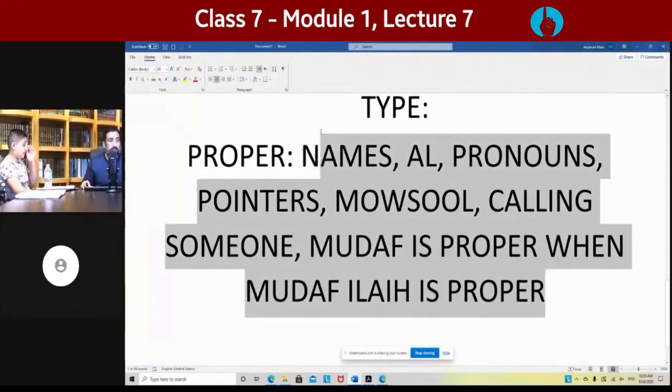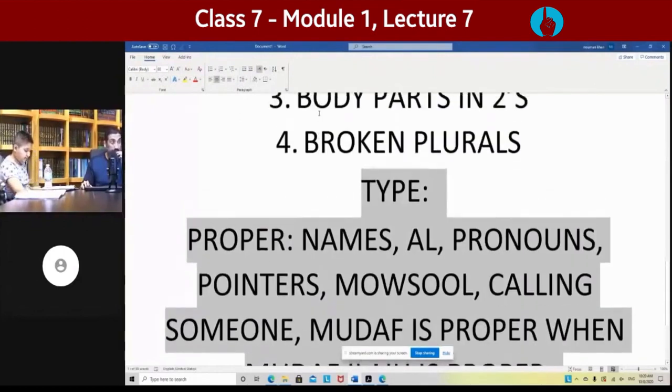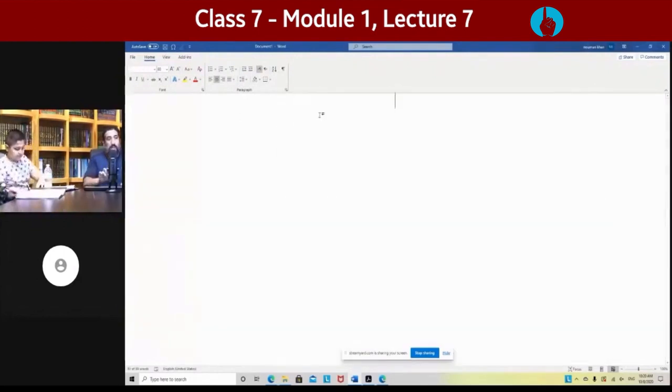Now, so that was type. And then we were done with the properties of the ism. Then we looked at a word and tried to figure out the status, the number, the gender, and the type. And we did that exercise over and over.